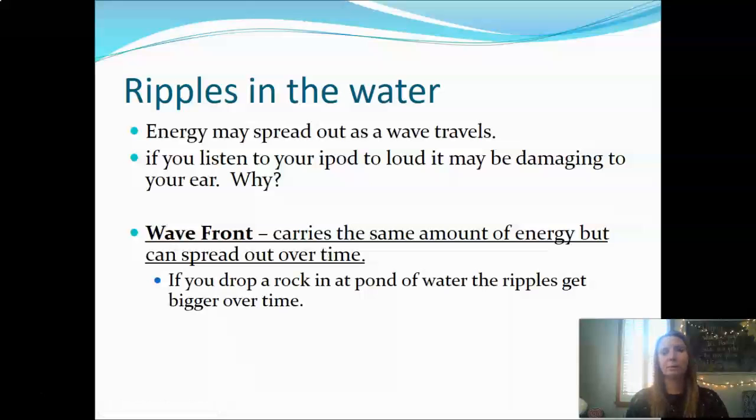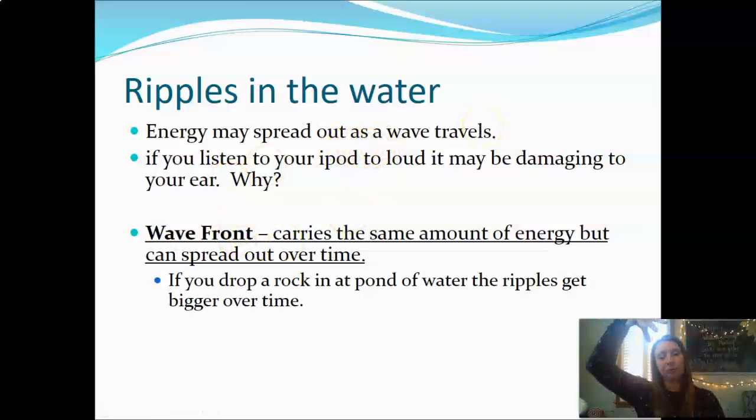So we'll talk a little bit about a wave front, which is just the amount of energy that is being disturbed over an amount of time. We're going to break it down into a couple of different terms called amplitude, frequency, wave speed, and period, which are parts of a wave front that help us figure out how much kinetic energy is being moved through a system to cause those particles to be disturbed. So it carries the same amount of energy but can spread out over time.